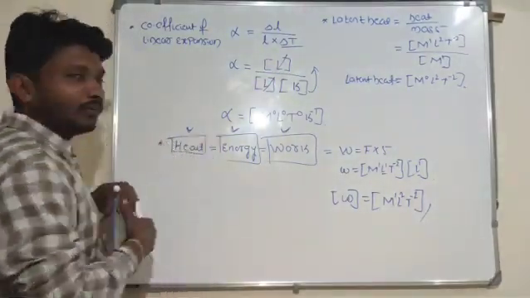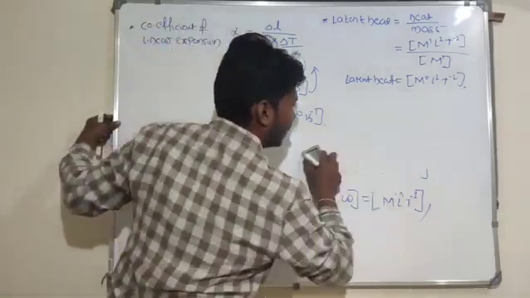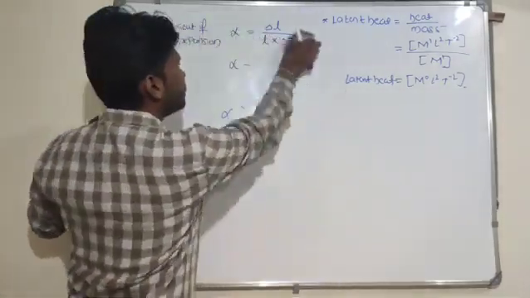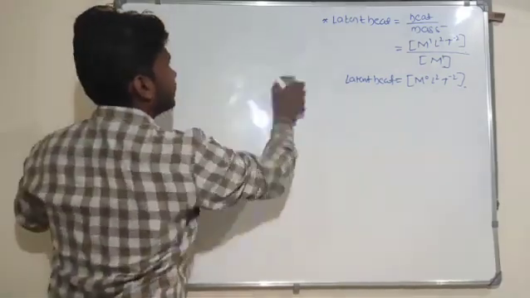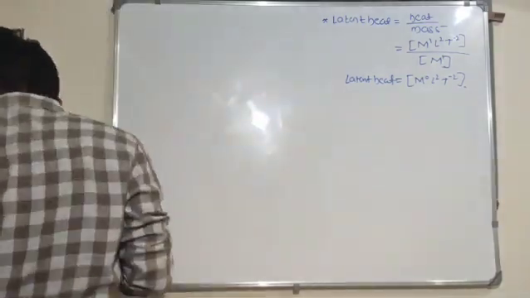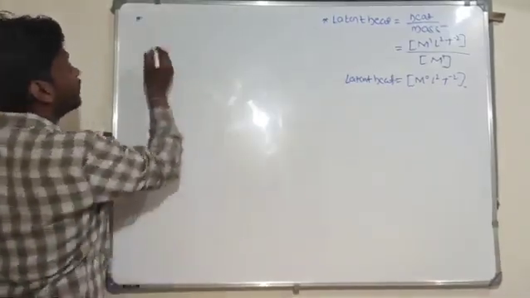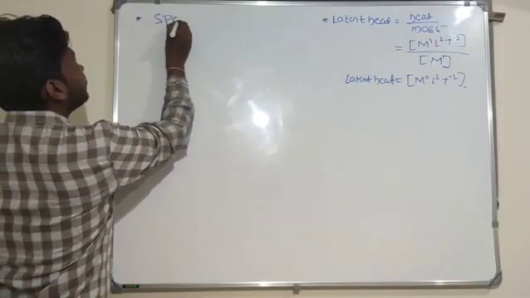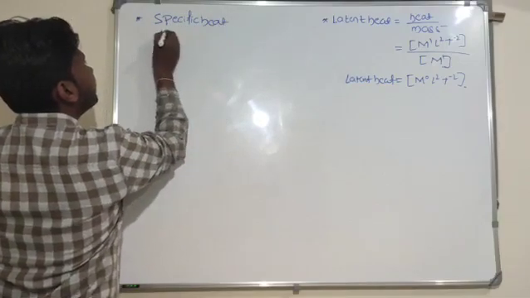Now let me write the dimensional formula for one more physical quantity. Next I will skip to the next content related to dimensional formulas. Next we will write the dimensional formula for specific heat capacity.